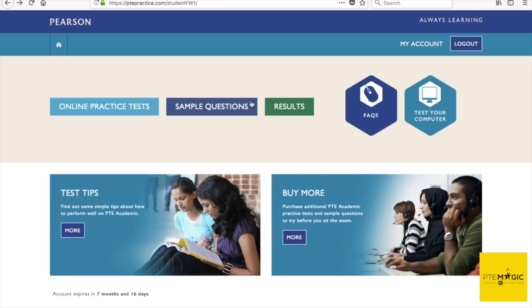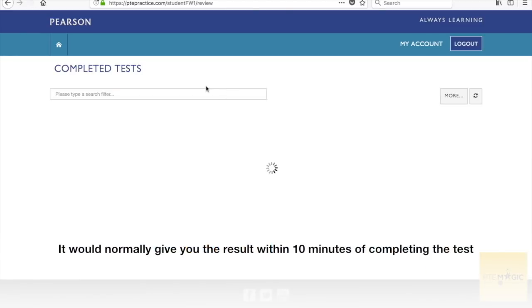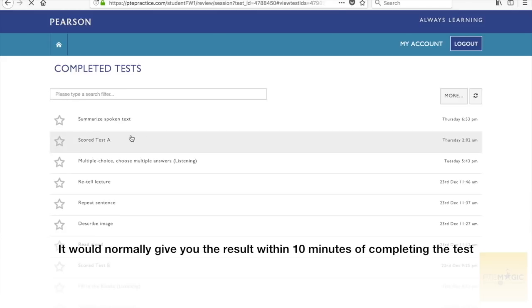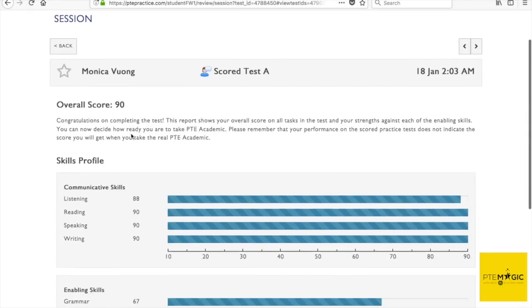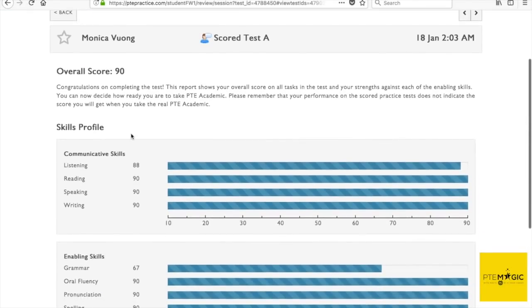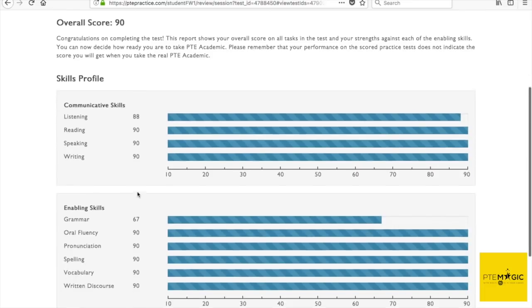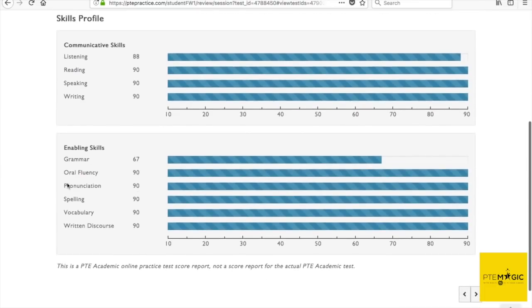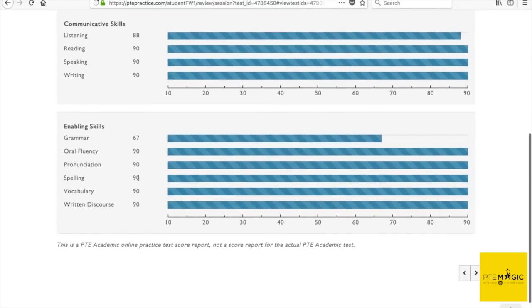So now we're going to assess the result of the test that I did. Let's check. Okay, let's see. So I got 90, and 90 for speaking. And oh wow, grammar. Look at my fluency and pronunciation. That's your main focus. And another thing that is not included in here is the content.